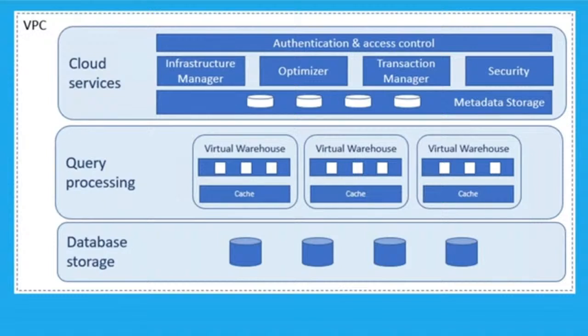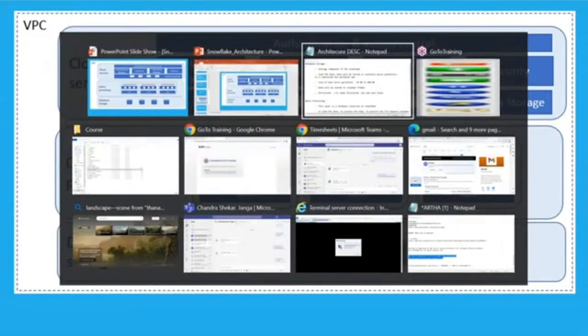So we have a cloud services layer, and then a query processing layer, and then a database layer. I am repeating once again, and why? This Snowflake architecture is very important. Damn sure you will get one or two questions from the Snowflake architecture in every interview, wherever you go, in all the companies. That's why I am repeating. So we have a cloud services layer, a query processing layer, and a database storage layer. Now we will discuss one by one.